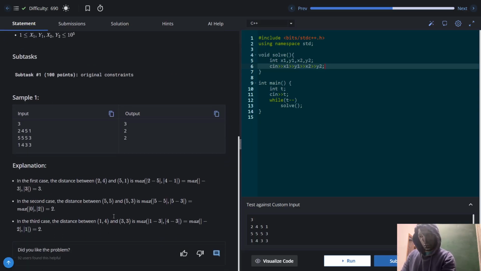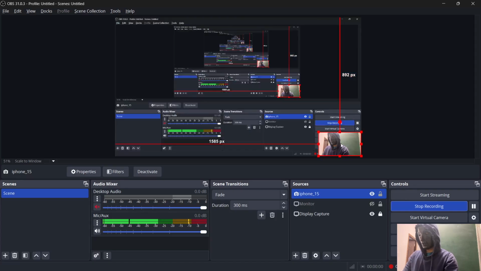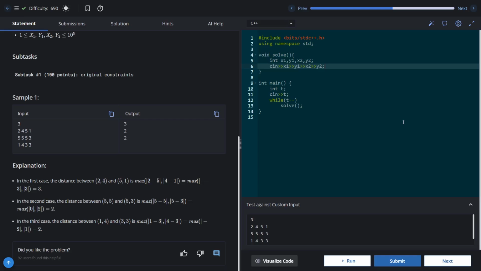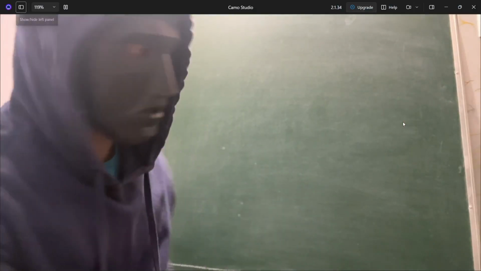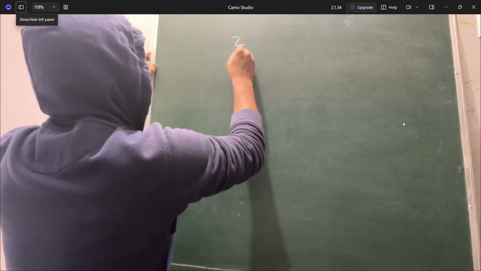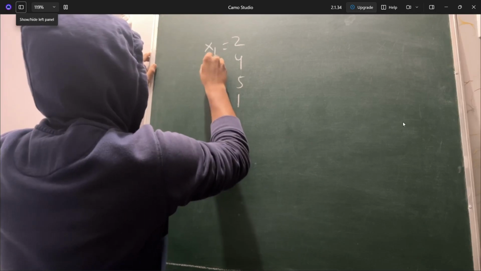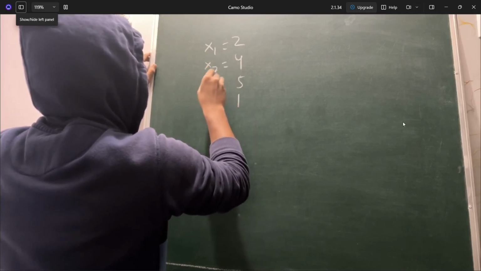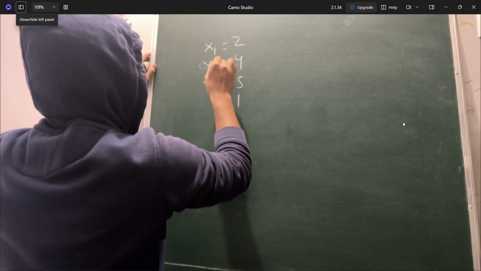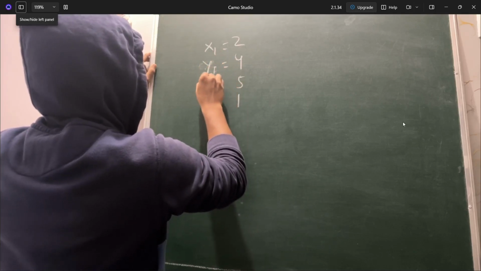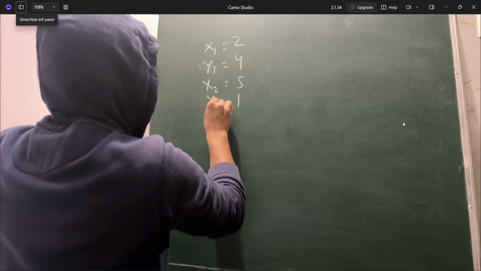So let me take an example. They've given three examples. So first is 2 4 5 1. Let me take it to the board. 2 4 5 1. So what they're saying is x1 is 2, y1 is 4, x2 is 5, y2 is 1.